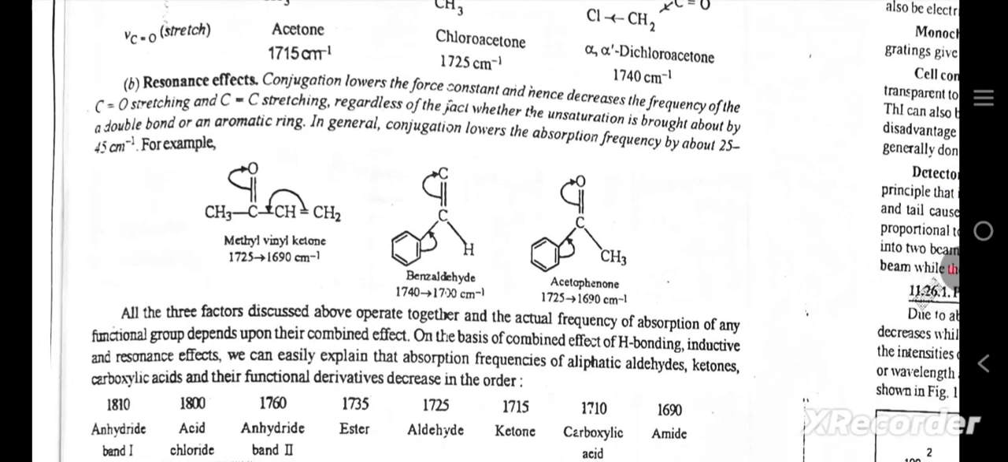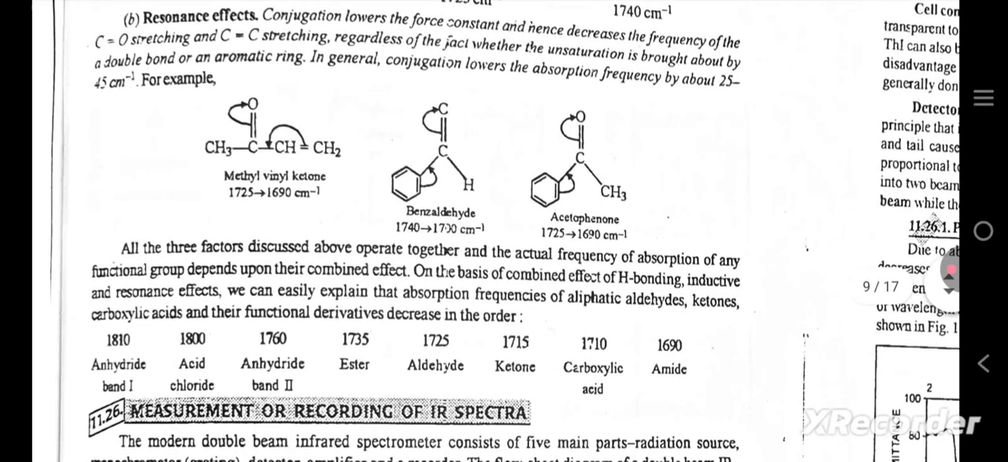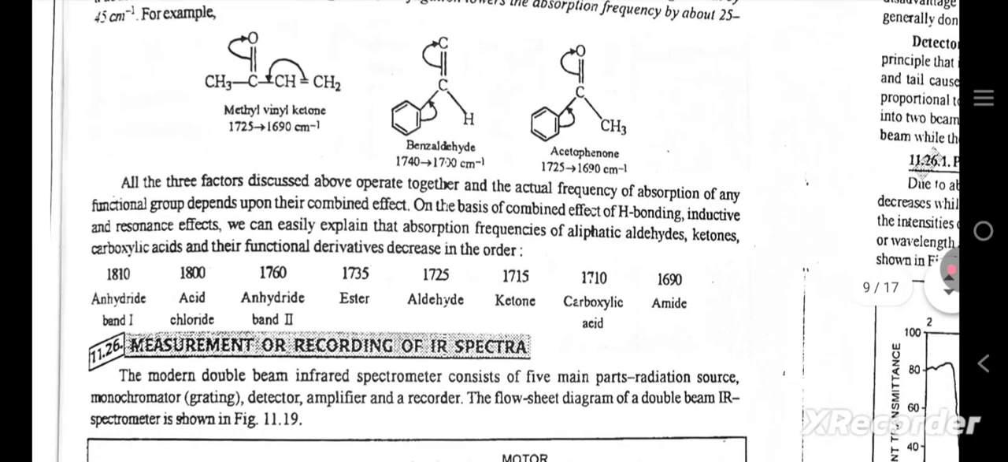Resonance effects. Conjugation lowers the force constant and hence decreases the frequency of the C=O stretching and C=C stretching, regardless of whether the unsaturation is brought about by a double bond or an aromatic ring. In general, conjugation lowers the absorption frequency by about 25 to 45 cm⁻¹. For example, methyl vinyl ketone, benzaldehyde, acetophenone.